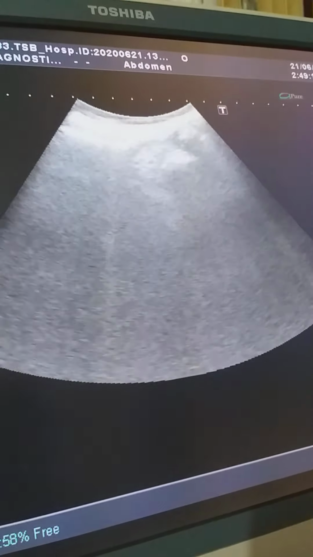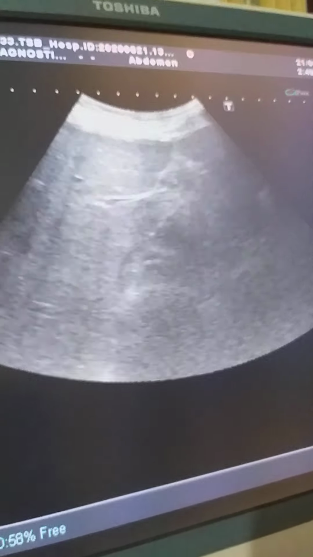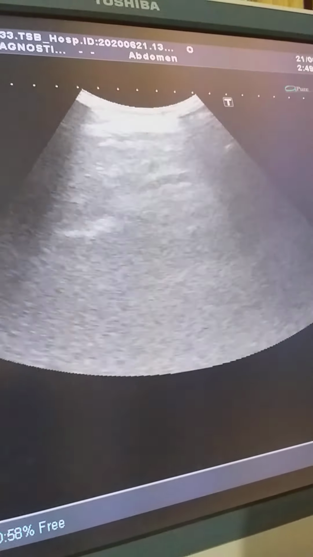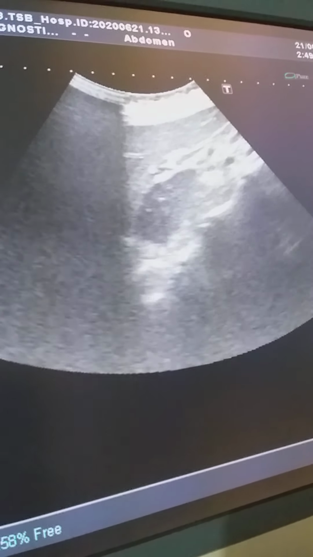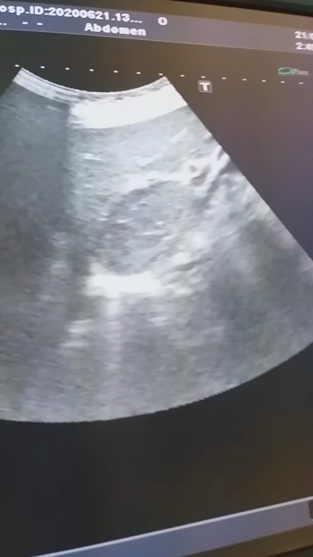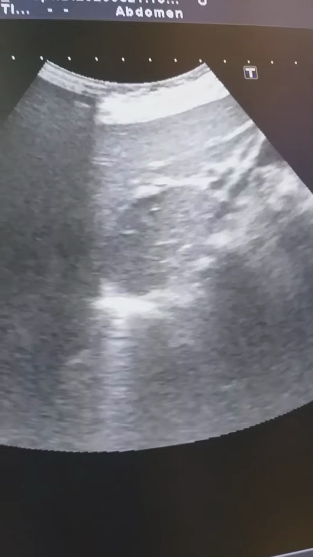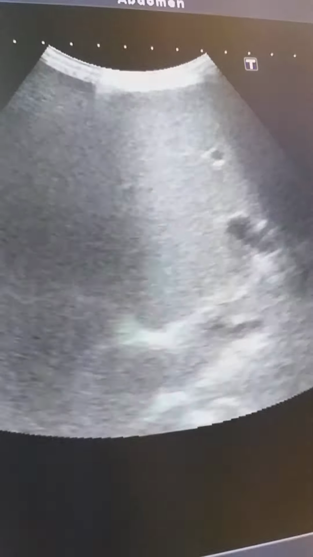Dear colleagues, this is an old female patient complaining of hematuria. So this is the left lobe of liver which is normal, and this is the right lobe of liver which is also normal.